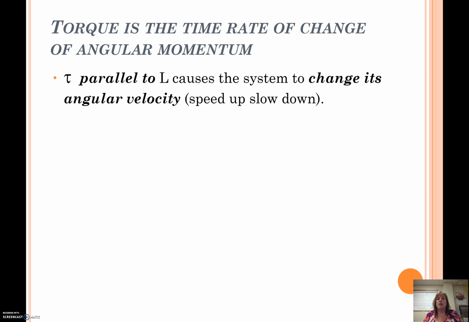Now, if we talk about torque and the rate of change of angular momentum, if there is a net torque, an object is going to accelerate. If the torque is parallel to the angular velocity, then it changes its angular velocity, so it speeds up or slows down the system.